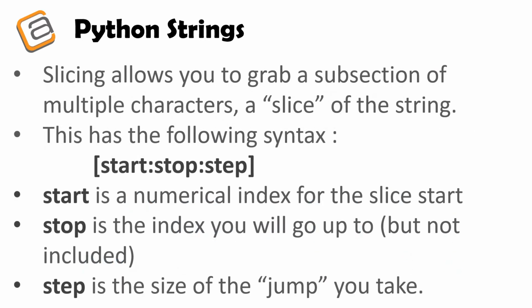Slicing allows you to grab a subsection of multiple characters, otherwise known as a slice of the string. This has slightly different syntax, again using square brackets because we're grabbing a subsection. We're going to be able to define three parts: start, stop, and step. So, again, this goes in square brackets with a colon separating each of these three terms. Start is the numerical index of the slice start. Stop is the index you will go up to, but not include. That's an important note there, and we're going to really focus on that in the examples we'll see in just a bit. And then step is the size of the jump you take from start to stop.